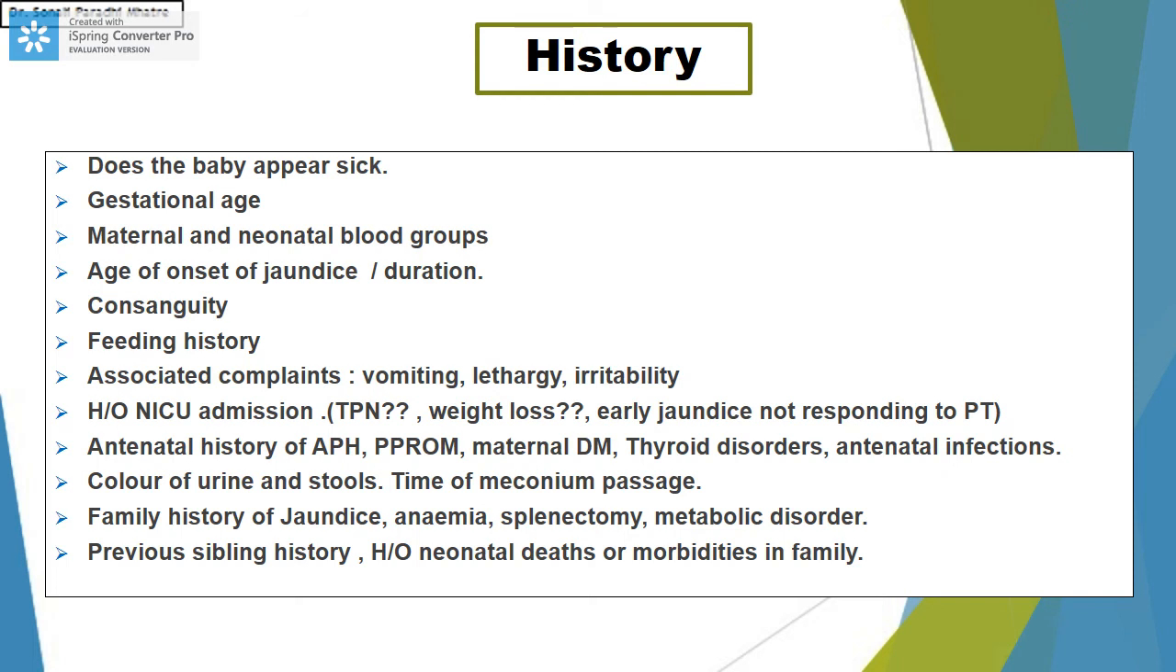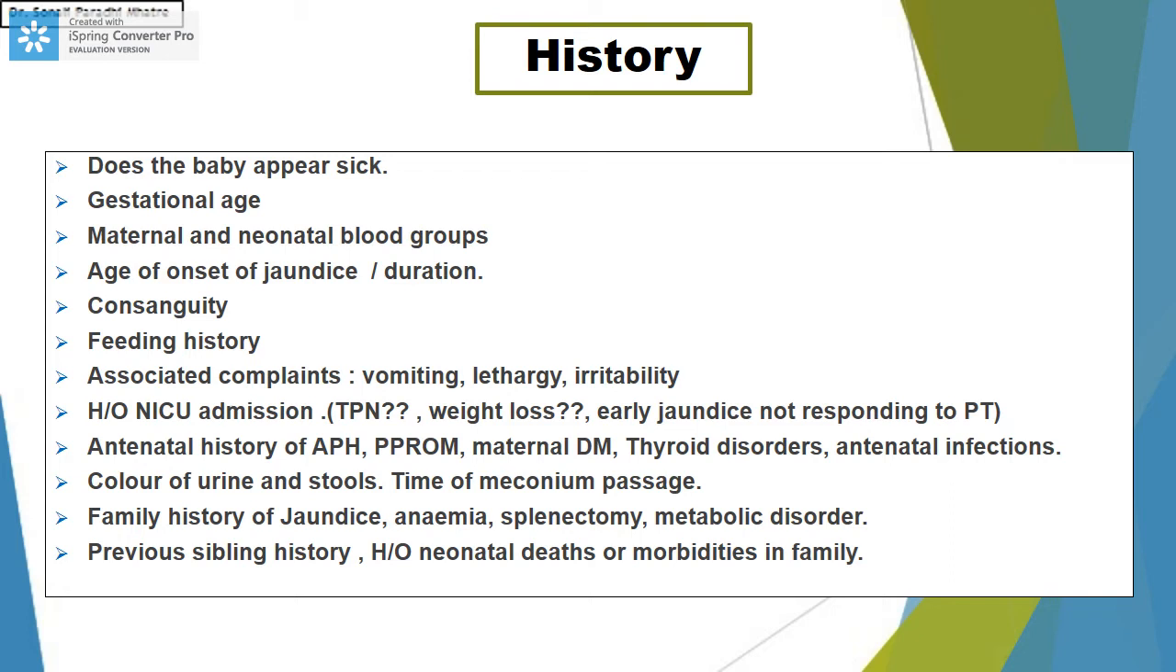Now, coming over to how we proceed when we have a patient presenting with direct jaundice. First and foremost, the most important thing is the history. Again, before history, the first thing is that you look at the child. Does the baby appear sick? Also, ask the mother whether the baby is appearing sick. A mother can be the best determinant of the well-being of the baby. So, ask her whether the baby is the same as since birth, or whether there has been sudden deterioration in the clinical condition.